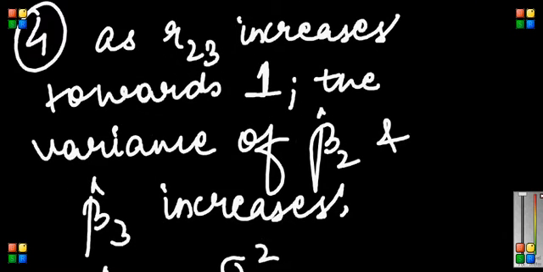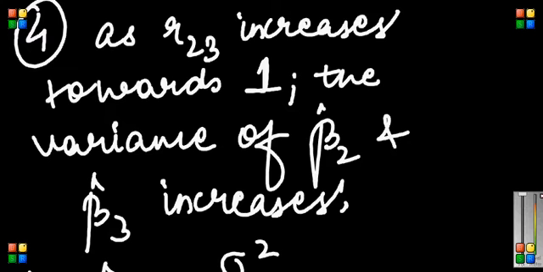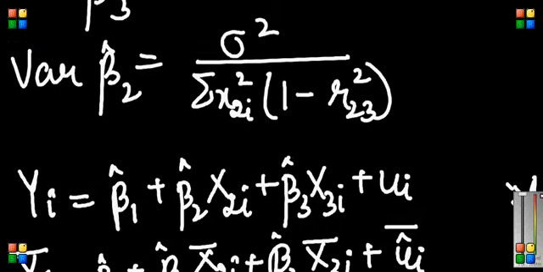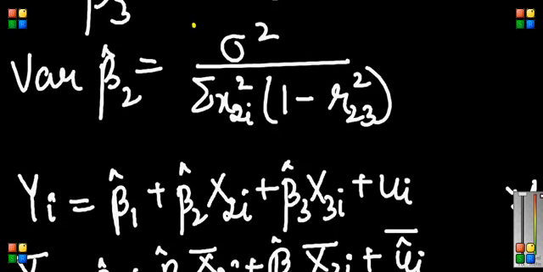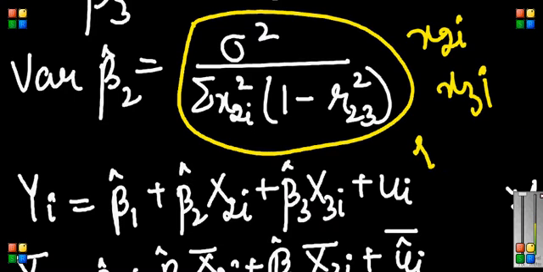As R23 increases towards 1, the variance of beta 2 hat and beta 3 hat increases. We have already derived what beta 2 hat and beta 3 hat are. Now giving you the formula for variance, beta 2 hat has this variance, and if you replace x2i with x3i, you would get the variance of beta 3 hat. You can clearly see that as R23 increases from 0 to 1, the variance of beta 2 hat and beta 3 hat also increases.